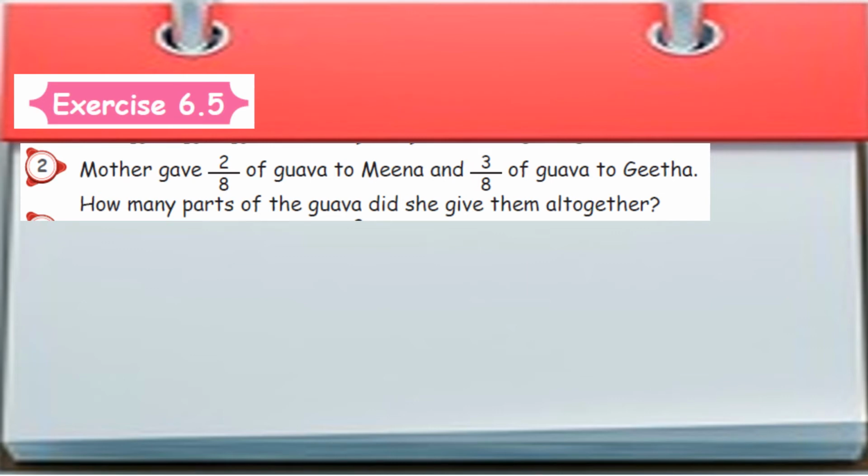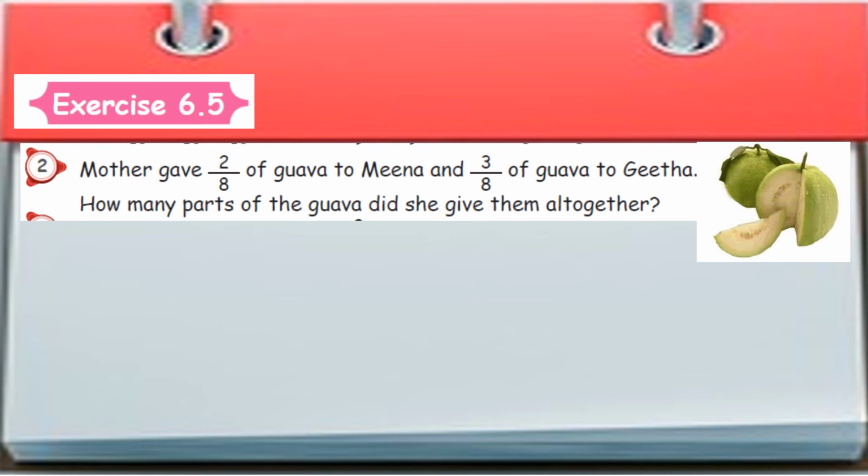So here is the usage of like fractions. Second sum: mother gave 2 by 8 of guava to Meena and 3 by 8 of guava to Geeta. How many parts of the guava did she give them all together? So 'all together' is a hint. That means we have to add, right? So mother bought a guava and cut it into slices, and among that Meena got 2 parts, as well as Geeta got 3 parts, right?